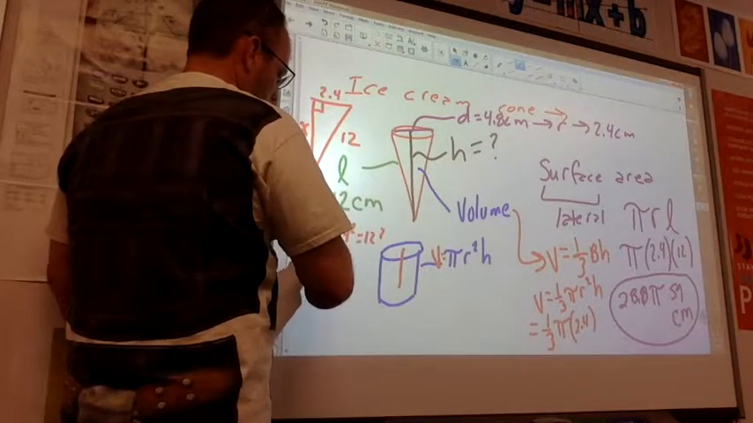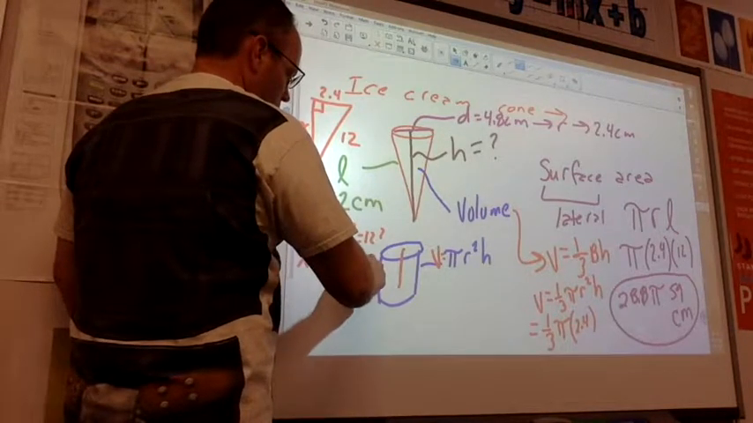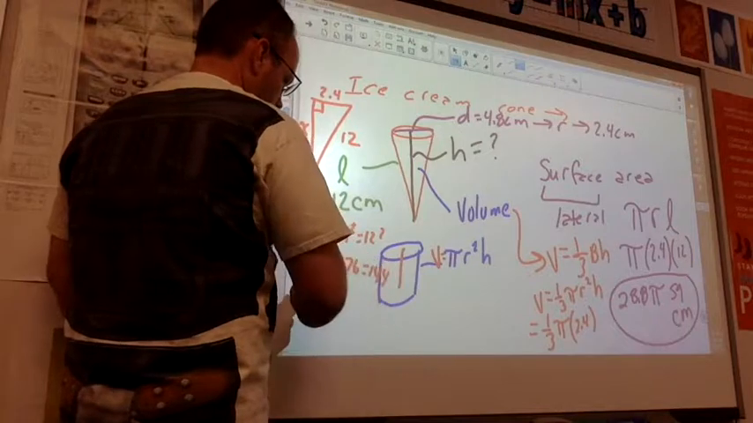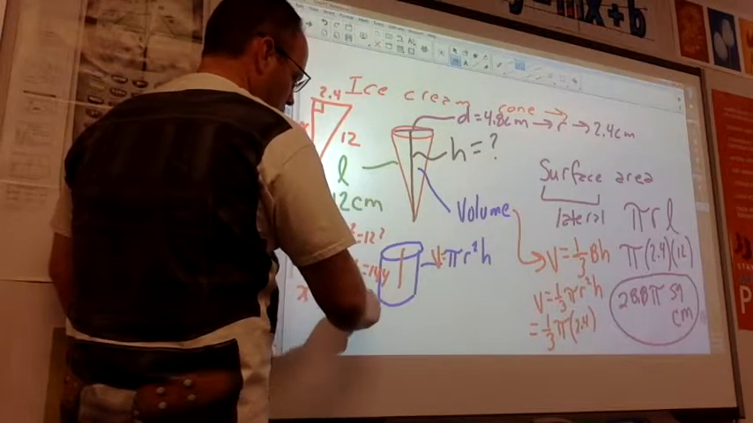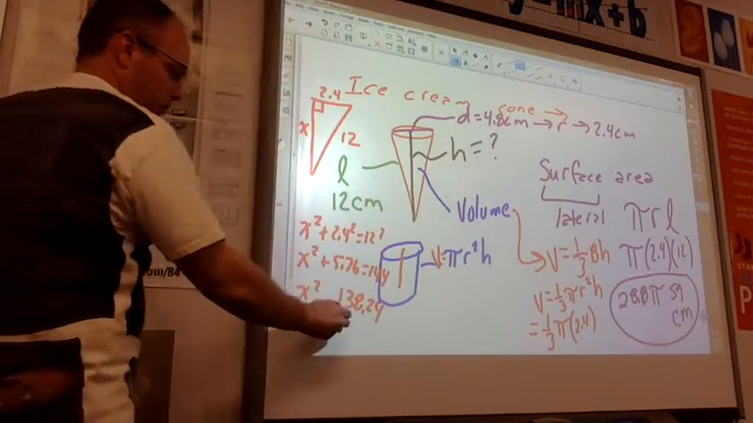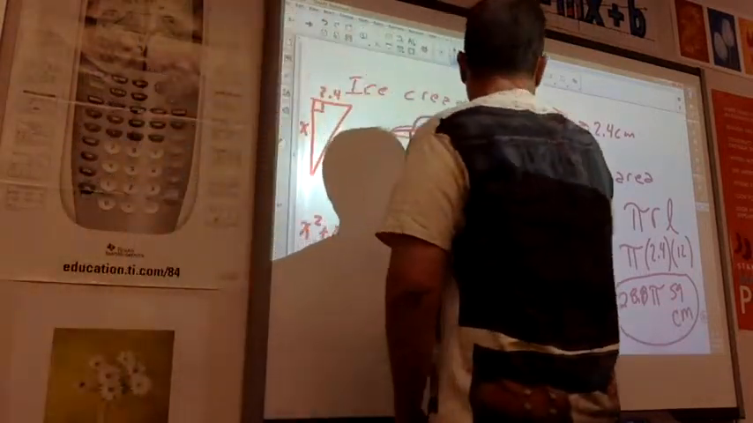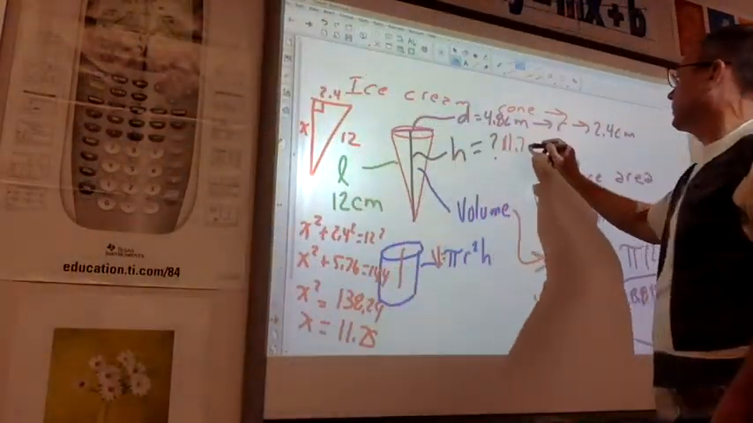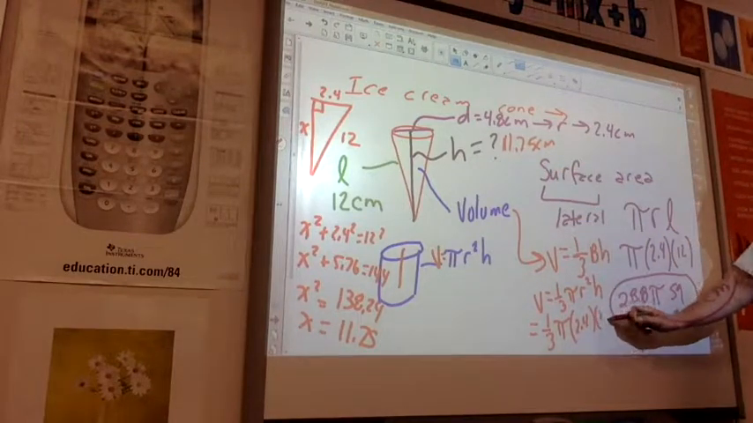2.4 squared is 5.76. Okay, so x squared plus 5.76 equals 144. Minus 5.76 is 138.24. The square root is 11.75. So 11.75 happens to be the height. All right, 11.75.